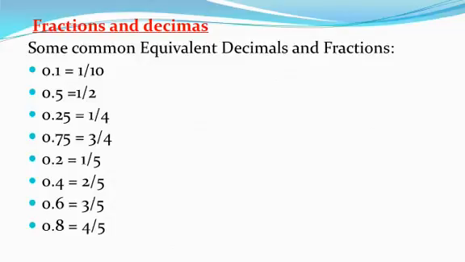The next lesson is fractions and decimals. I am going to give you some common equivalent decimals and fractions. 0.1 is 1 over 10. 0.5, 1 over 2. 0.25, 1 over 4. 0.75, 3 over 4. 0.2, 1 over 5. 0.4, 2 over 5. 0.6, 3 over 5. 0.8, 4 over 5.